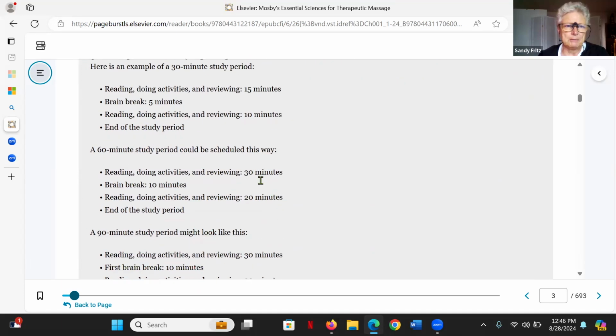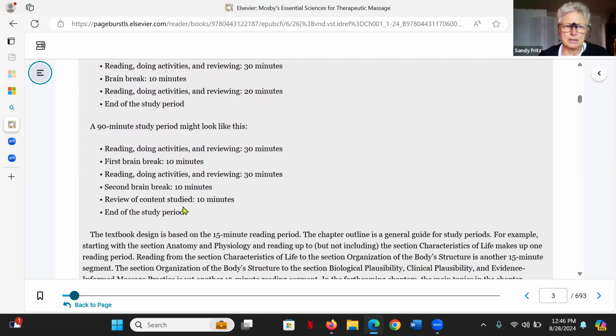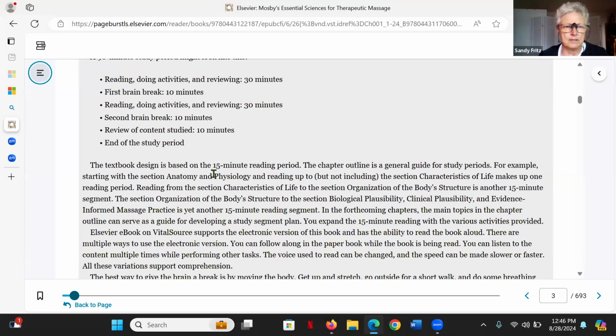You've got a 30-minute period, a 60-minute period, and a 90-minute period. Pay attention to these. They will really help you use the textbook to your greatest advantage.